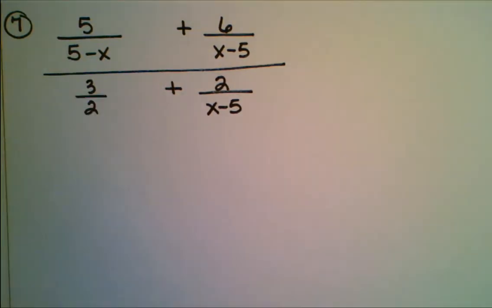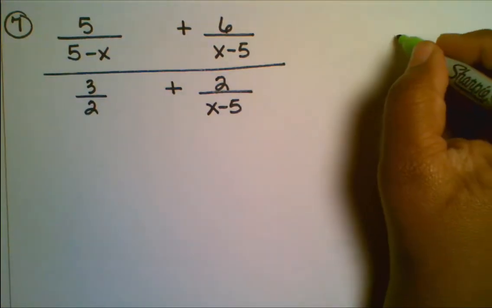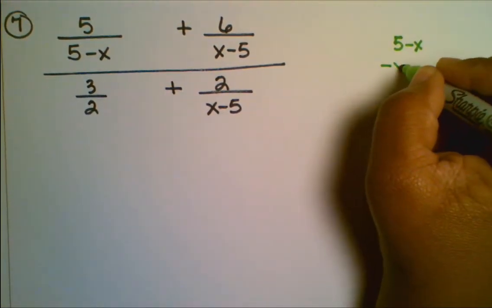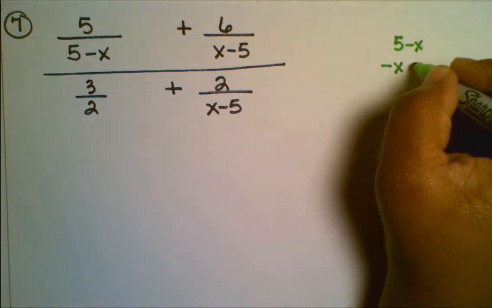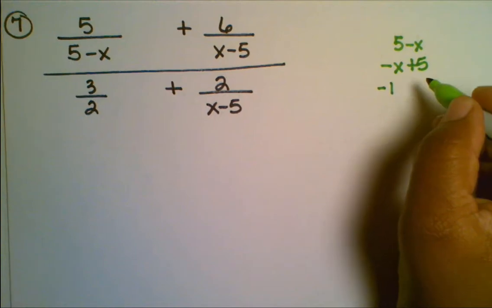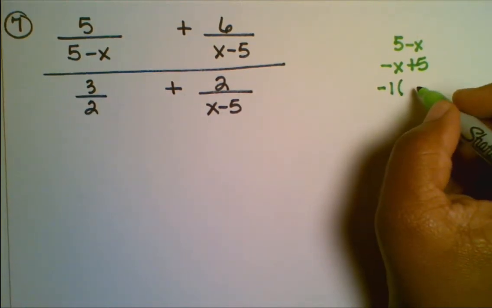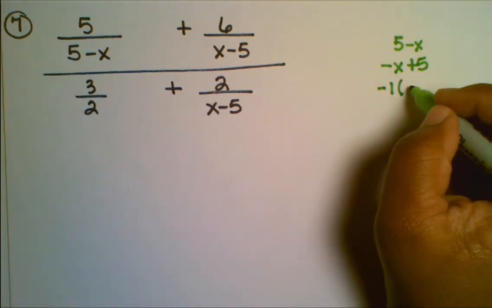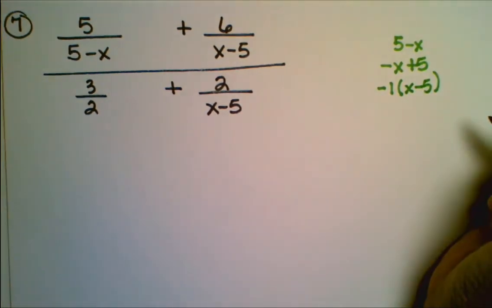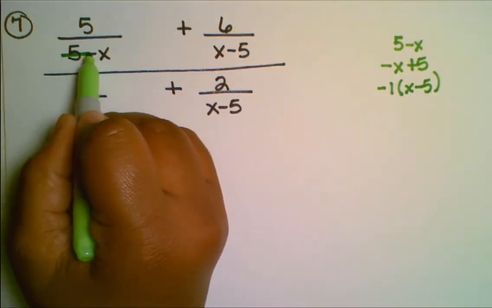So let's work out this 5 minus x. We're going to rewrite that one. We rewrite it as negative x plus 5. Therefore, let's factor out the negative 1. And we're going to have negative 1 times positive x minus 5. So that's what this denominator is going to be.